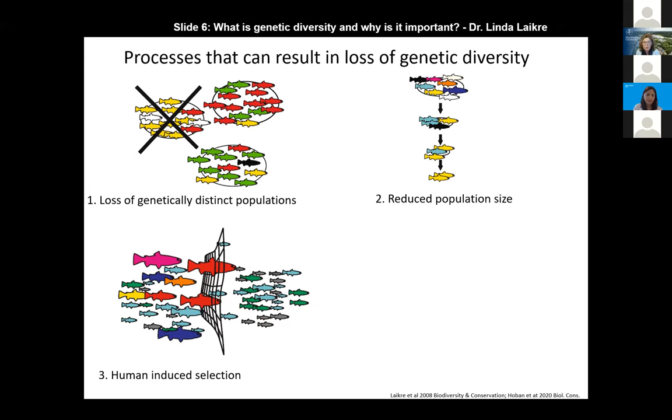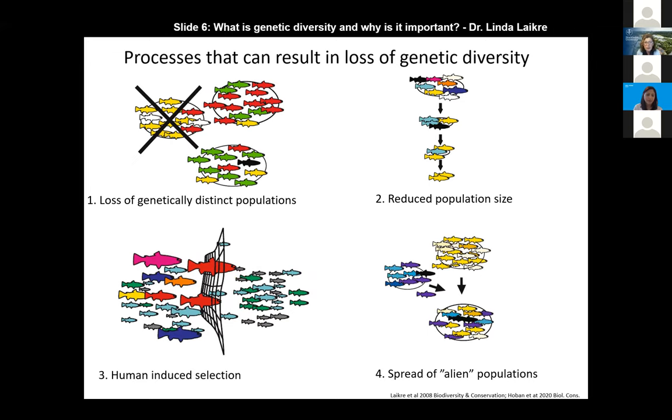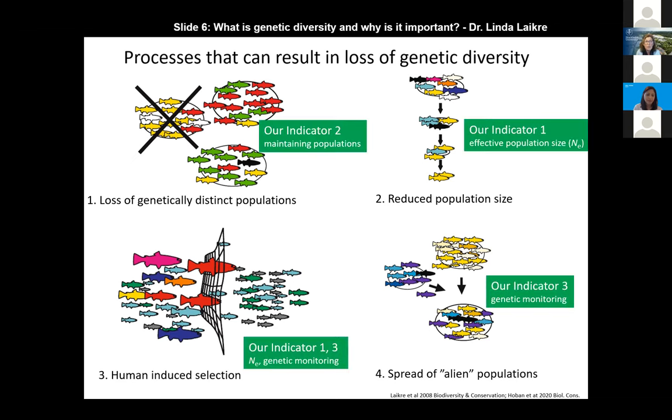And that's human-induced selection. And a fourth process could be if we have a natural population here and we start to release something that's not natural from a hatchery, for instance, if it's fish, this can have devastating effects also for the natural population. So these are processes that we need to keep track of, and we need indicators to be able to detect these kinds of losses. And we propose an indicator for within population genetic diversity, which we call our indicator one. And we have an indicator for the between component, which is our indicator two, maintaining populations. And then we have proposed a third indicator that uses DNA data for detecting these kinds of processes.